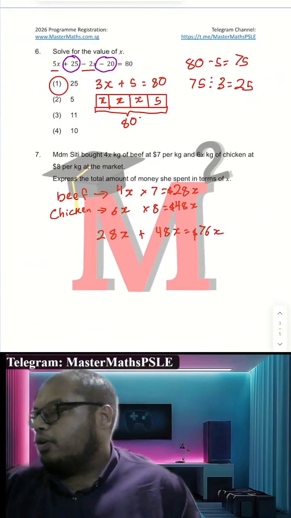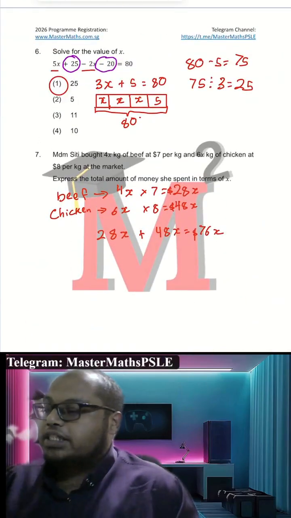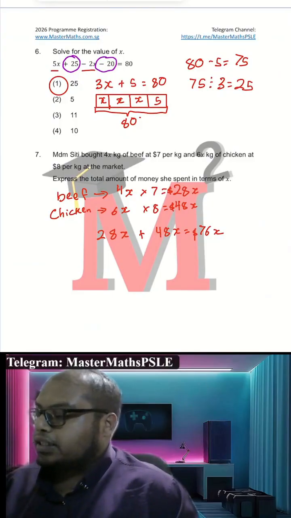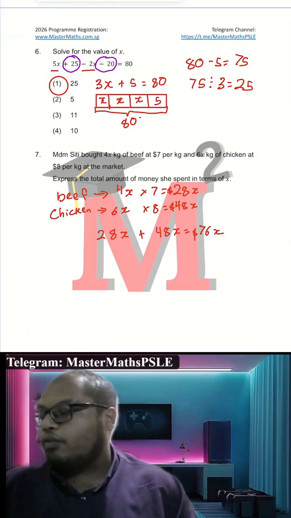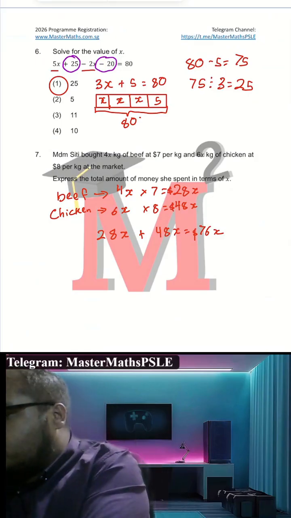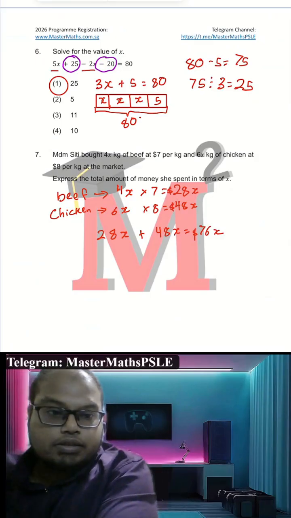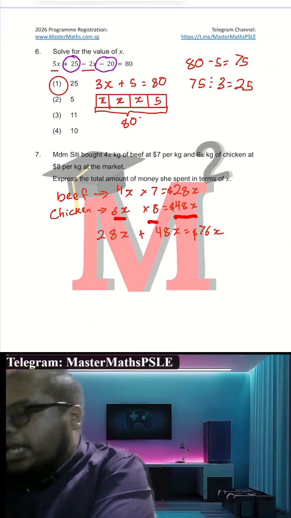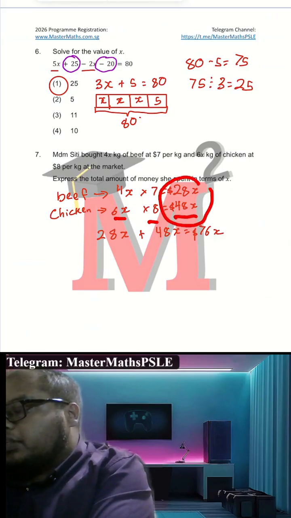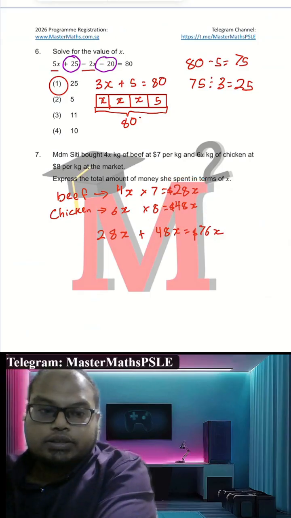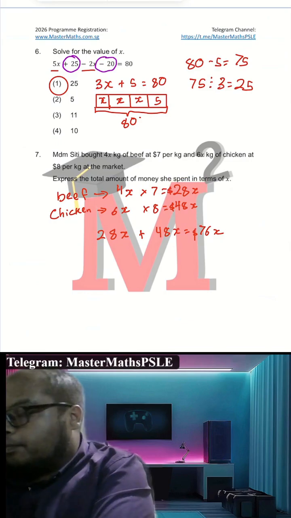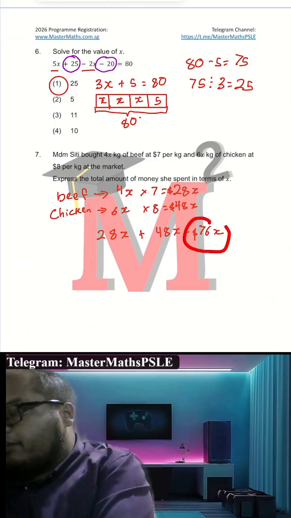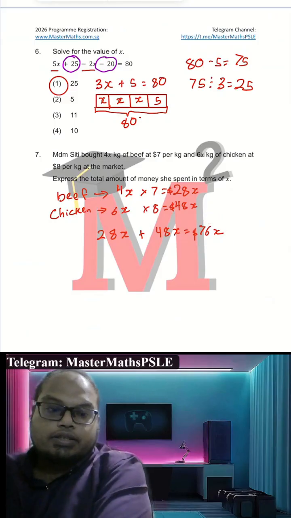Now question 7. The 4 kg and the 6 kg, so 6x and 4x. So 4x times 7 is 28x. 6x times 8 is 48x. So I add these two together and I got 76x.